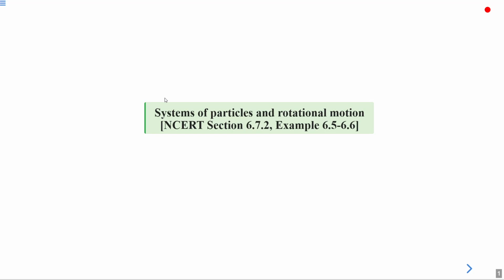Hello students, in today's lecture we are going to learn about systems of particles and rotational motion, NCERT section 6.7.2 and examples 6.5, 6.6.